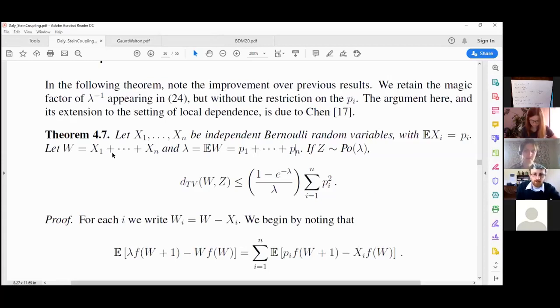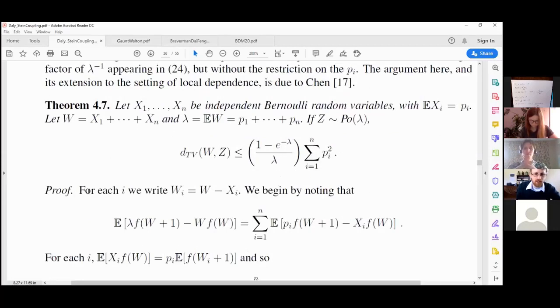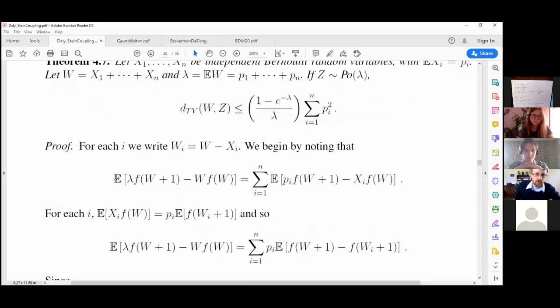So just to make the notation a little bit easier, I'm going to write Wi to be the sum of all but the ith of my X's. So just the sum of all of them, take away Xi. Just to make some notation. So then, what am I doing? That's what was on one side of my Stein equation. So what I'm going to want to do to bound the total variation distance, I'm going to take the absolute value of that. I'm going to take the supremum over all h's which are bounded by 1.